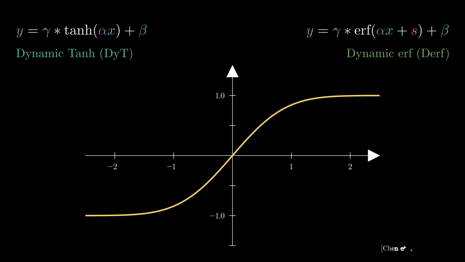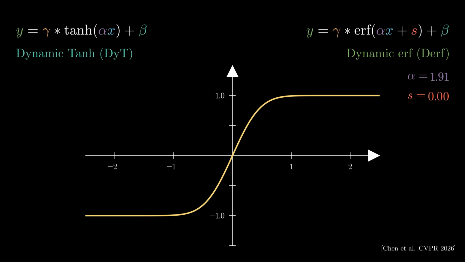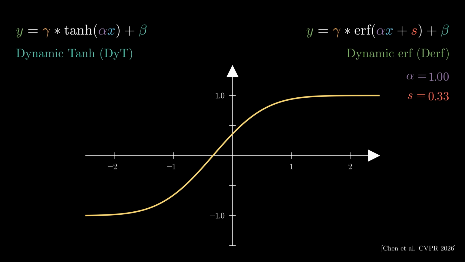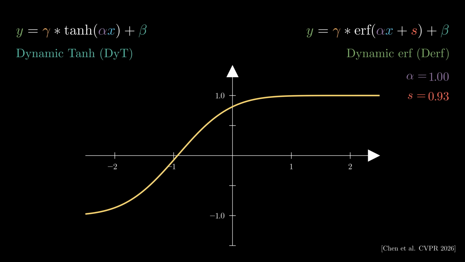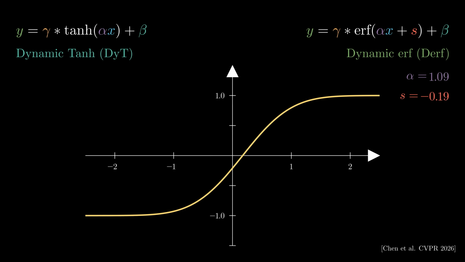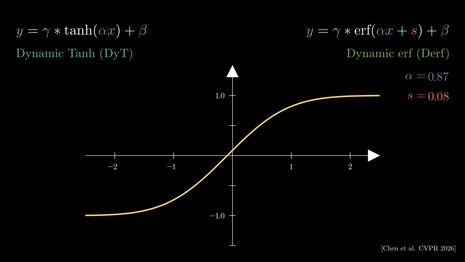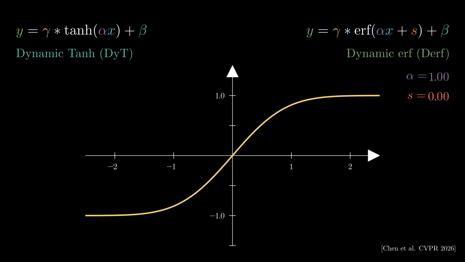We add a learnable slope parameter alpha, just like with DyT. In addition, the authors find that adding a learnable bias parameter S can make this layer even more expressive. This becomes the dynamic error function layer, or Derf. Both alpha and S are learned during training, optimized alongside all other weights.